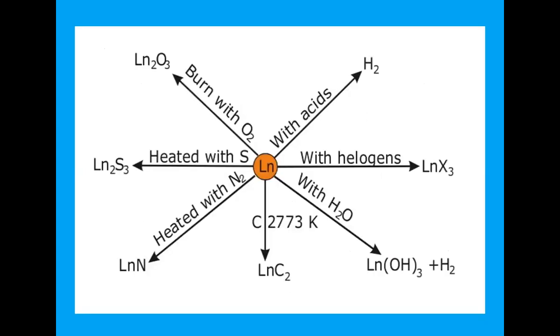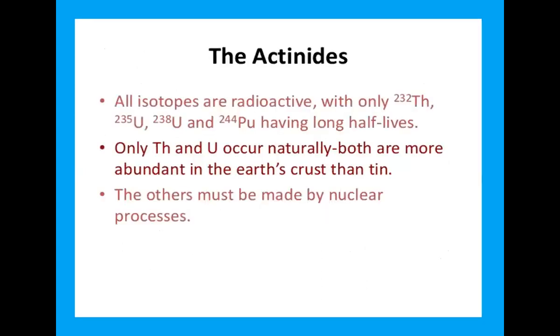One flow chart is given. When they are burnt with oxygen, they form lanthanum oxide, or generally Ln2O3. When they react with acid, they liberate hydrogen. When they react with halogen, they form halide. When treated with water, they form hydroxide. When treated with carbon, they form carbide. When heated with nitrogen, they form nitride.